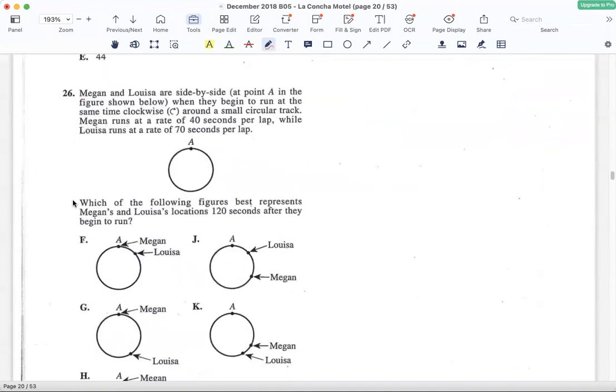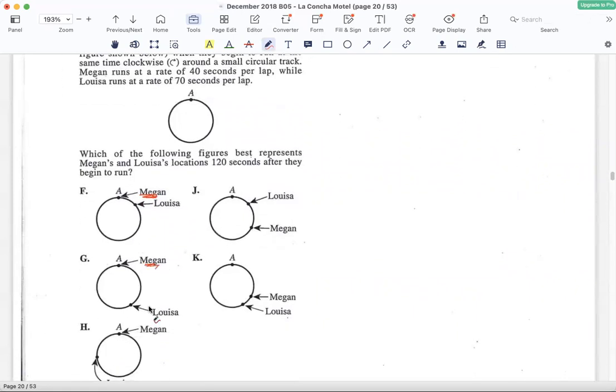Megan and Louisa are side by side at point A in the figure shown below. When they begin to run at the same time clockwise around a small circular track, Megan runs at a rate of 40 seconds per lap, while Louisa runs at a rate of 70 seconds per lap. Okay, which of the following figures best represents Megan's and Louisa's location 120 seconds after they began? So Megan is 40 seconds. So 40, 40, 40. So Megan will be at point A, right?